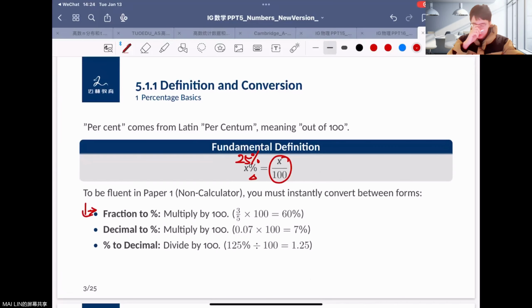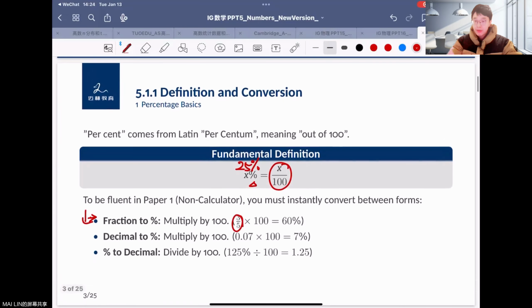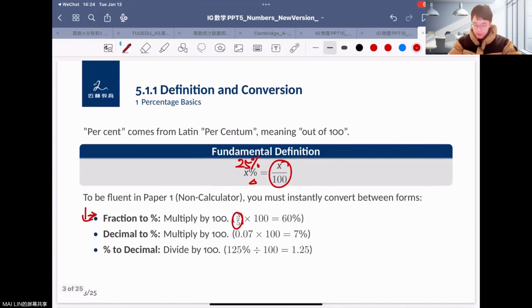The first question is to change fractions into percentages. Here we have 3 over 5, or 3 divided by 5, and we multiply by 100. After multiplying by 100, the value becomes 60. Then you add a percentage sign, because we have multiplied by 100, so we have to divide by 100 to make sure the value doesn't change. 1 over 100 means a percentage. So it becomes 60%.